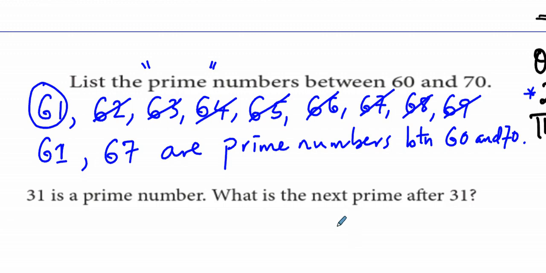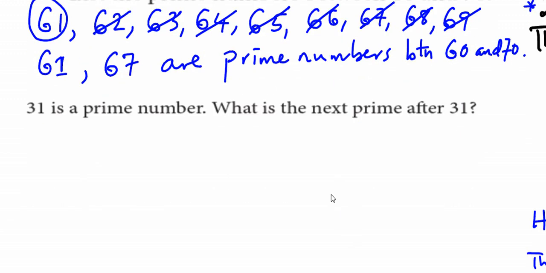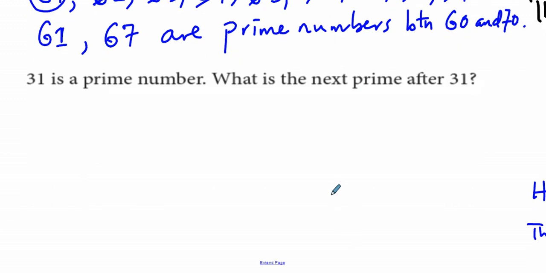Okay, that sounds great. 31 is a prime number. What is the next prime after 31? This is the second question. 31 is a prime number. What is the next prime number after 31? Okay, after 31 comes, let me check.